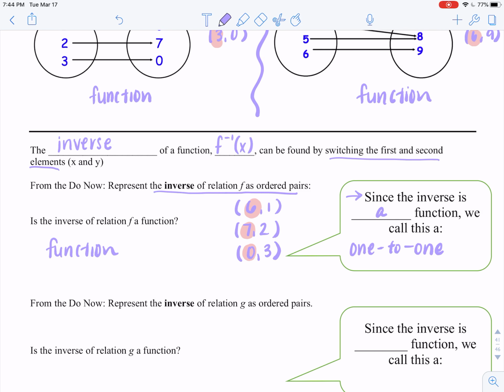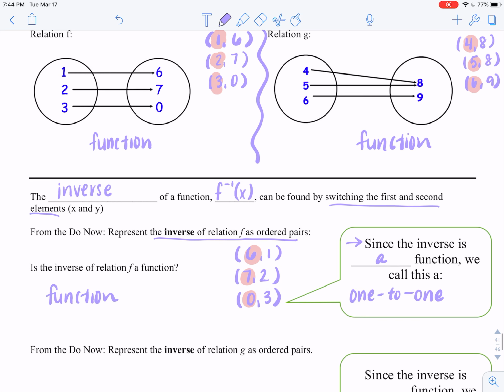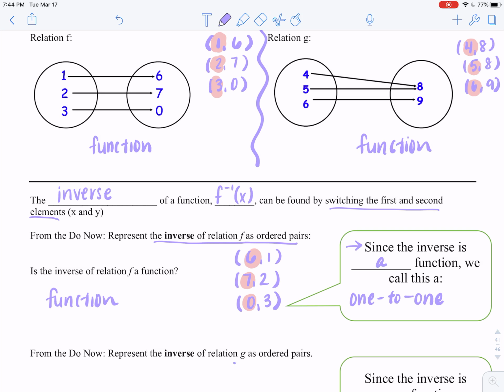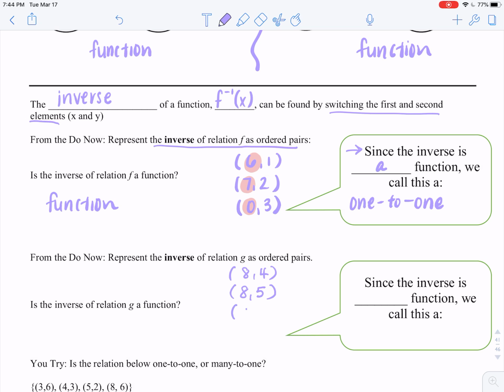Represent the inverse of G as ordered pairs. So G, our first ordered pair was (4, 8), so I'm going to have (8, 4). And then we had (5, 8), which would mean my second ordered pair is (8, 5). And then I had (6, 9), which means my third ordered pair is (9, 6). Is the inverse of relation G a function? Absolutely not, right? We have repeating x values. So 8 is repeating. So no, this is not a function.